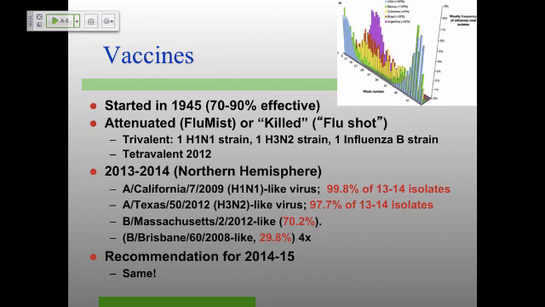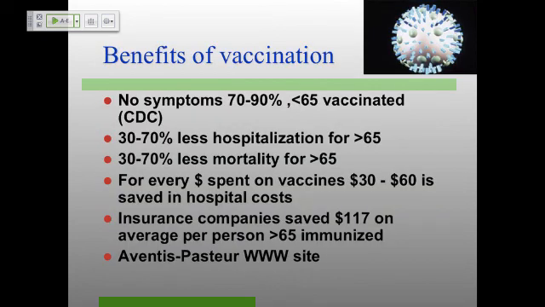Why should we vaccinate? No symptoms 70 to 90% of the time. So vaccination is not 100%, and you can certainly be vaccinated and still come down with disease, but it generally works much better, with less hospitalization and less mortality. If you believe what the vaccine manufacturers say, for every dollar spent on vaccines, $30 to $60 is saved in hospital costs, and insurance companies should darn well better be paying for vaccines, because they should be saving over $100 per vaccine that they pay for. So not all of them do, but that's a different story.